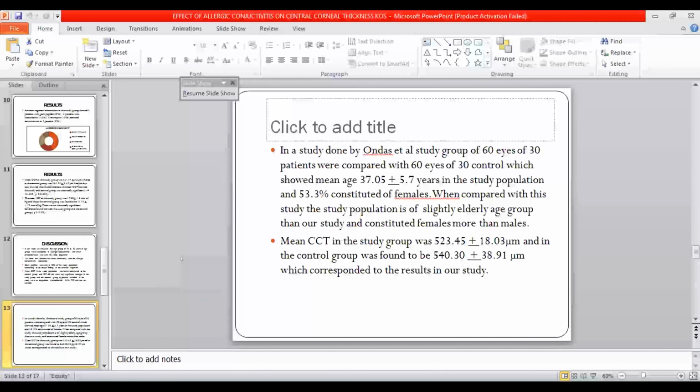In the study done by Ondas et al., a study group of 60 eyes of 30 patients was compared with 60 eyes of 30 controls, which showed a mean age of 37 years in the study population and constituted more females. When compared with our study, their study population is of a slightly older age group and constituted more females than males. The mean CCT in the study group was 523, and in the control group was 540, which corresponded to the results in our study.